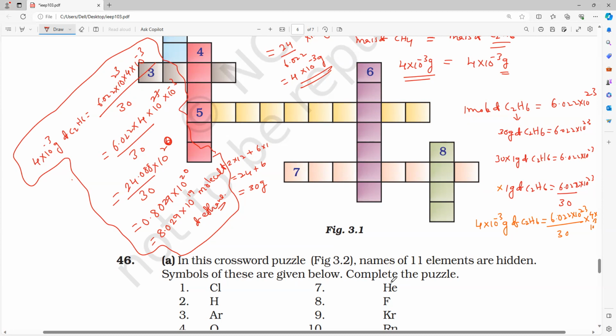Completed, everybody? Yes, sir. Try to solve. If you solve only, you'll get it. Otherwise, it is not.